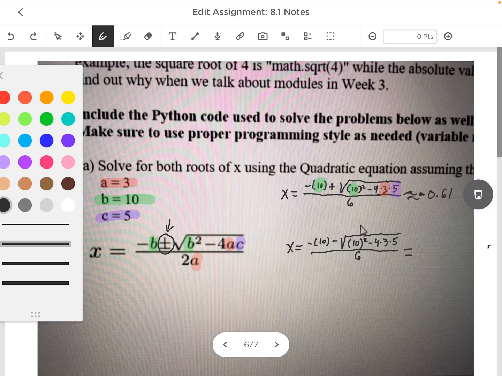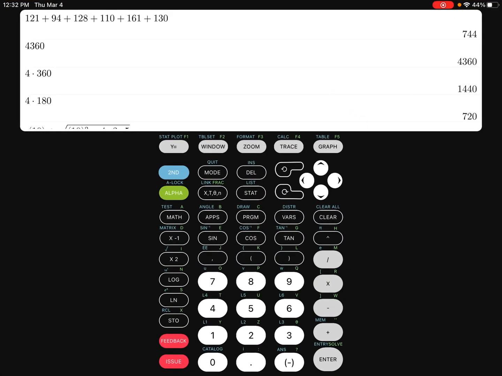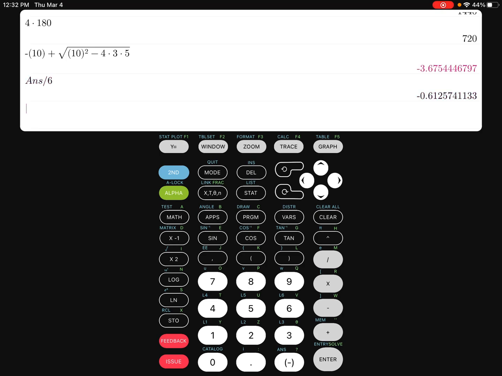Now I'm going to do the same thing here, but I'm lazy, so I don't feel like typing that in again. I guess I have to type it in because I deleted it. That's okay. We're going to do negative 10 in parentheses. This time we're going to do minus second square root, 10 squared minus 4 times 3 times 5.